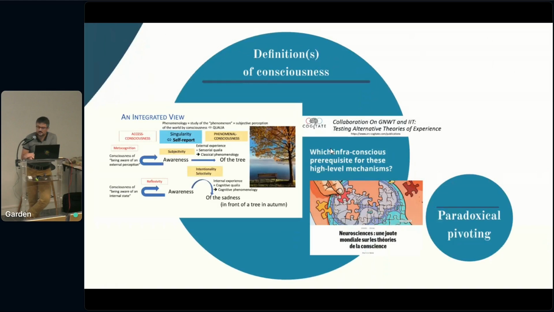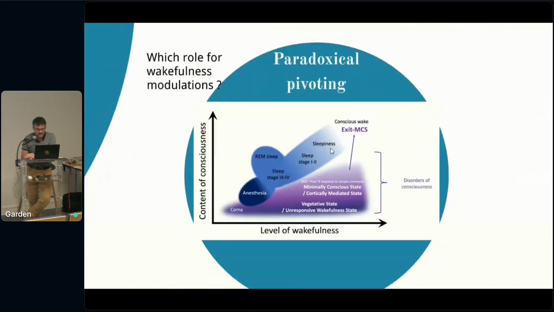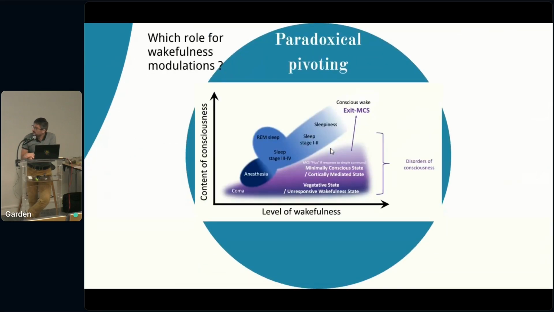And we assumed this paradigm pivoting by not looking just at intercortical connectivity, depending on this theory, or thalamocortical connectivity, depending on the mesocircuit theory of consciousness, but we look at the prerequisites of brain function, depending, for example, on the brainstem or the encephalic function concerning circadian rhythms and homeostatic sleep pressure. So, in other words, we propose to segregate the two groups of patients not only by awareness, but also by the wakefulness features of these groups.